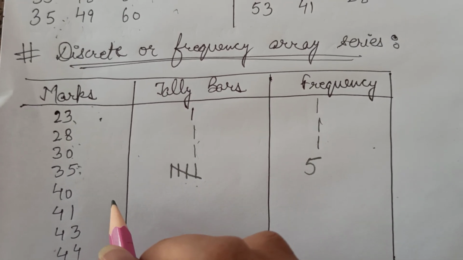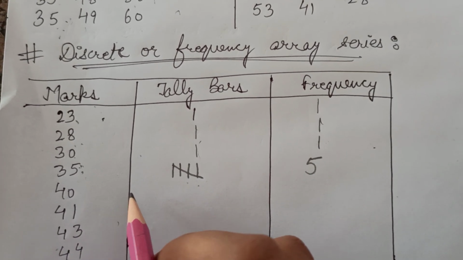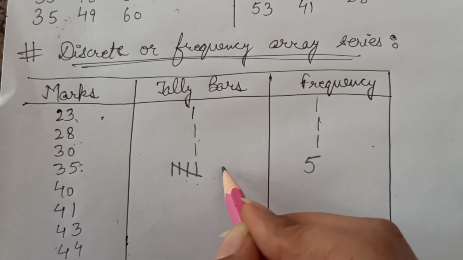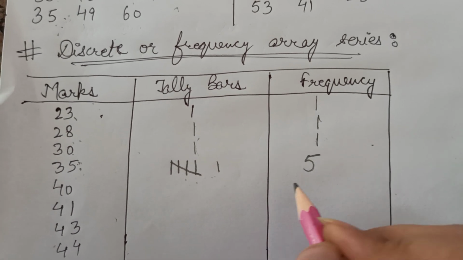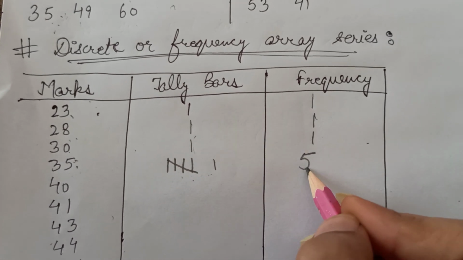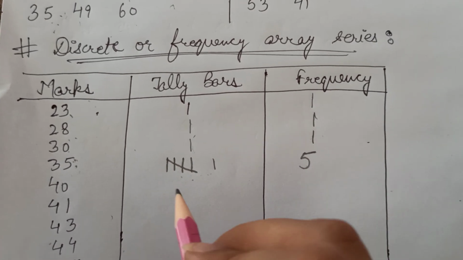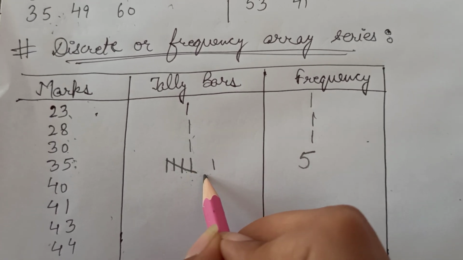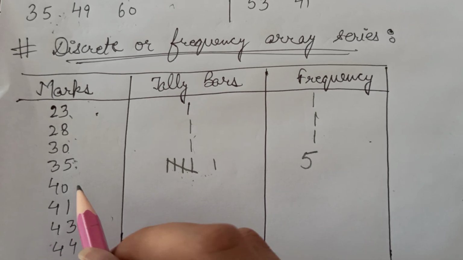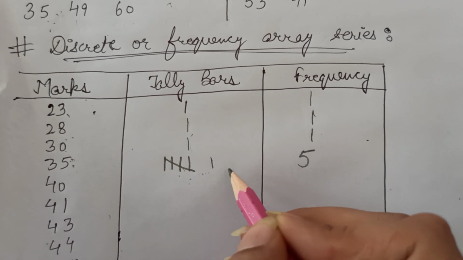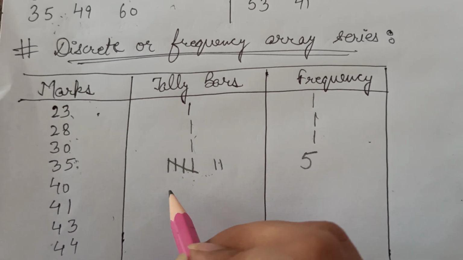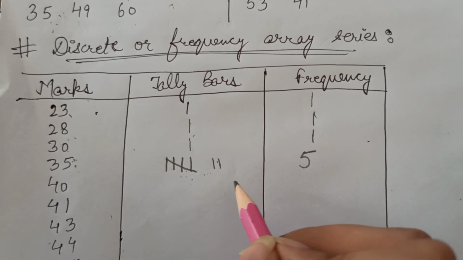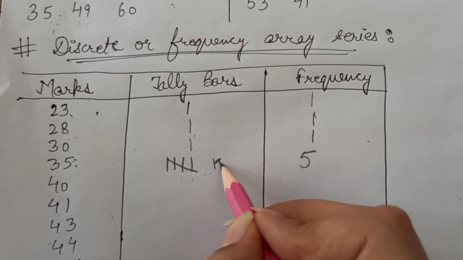In case there would have been 6 students who have scored 35 marks, what do we do here? After 5 we will mark 1 more line. So the frequency here had to be 6. That is why this tally bar method is also known as the 4 and cross method. In case there were 7 students who scored 35 marks, then we would have marked one more line, that is 5 plus 2 equals 7, and the frequency would also be 7. I hope this is clear to you.